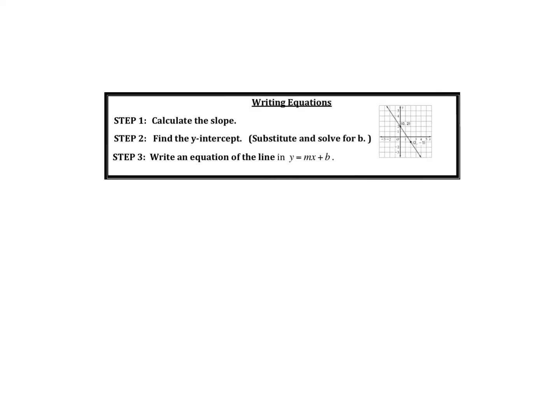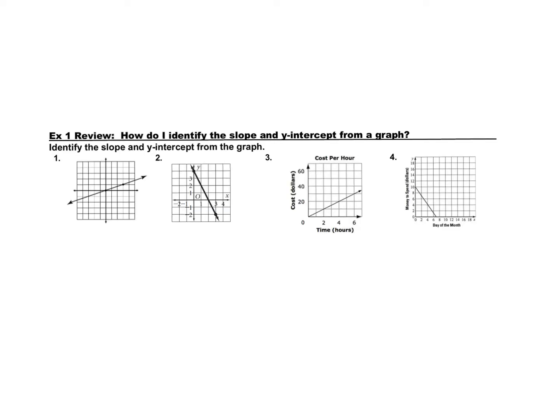In this lesson, we're going to take a look at writing linear equations in slope-intercept form from a graph. All right, so let's go back to the steps in writing the equations in slope-intercept form. The first step, remember, we're always going to calculate the slope. Step 2, we're going to be finding the y-intercept. And step 3, we're going to write the equation of the line in y = mx + b form. Example 1, how to identify the slope and the y-intercept from a graph.